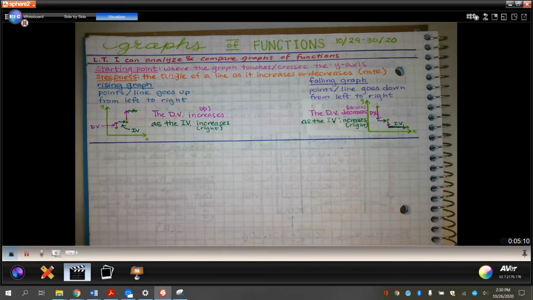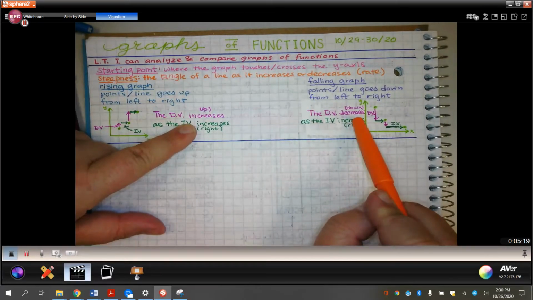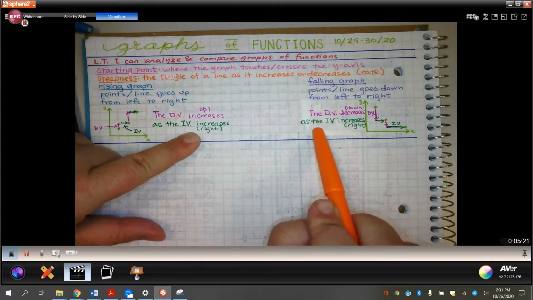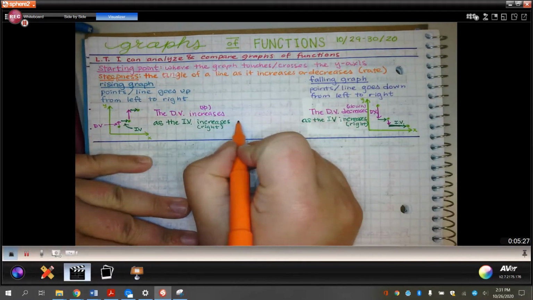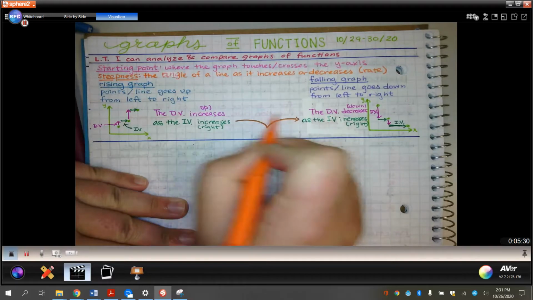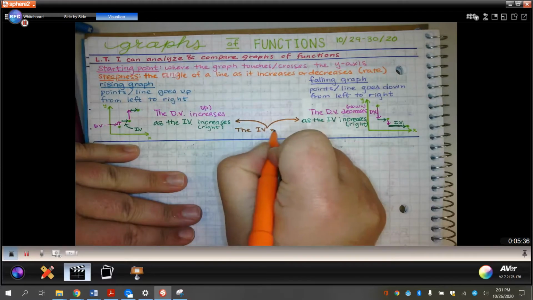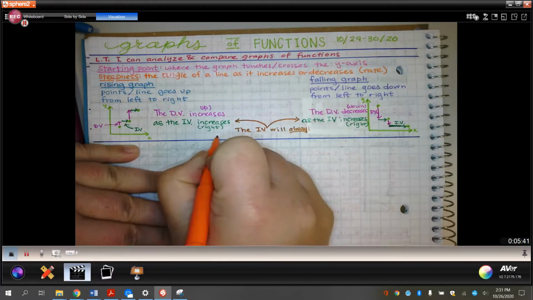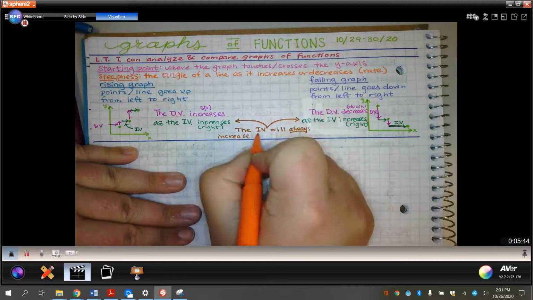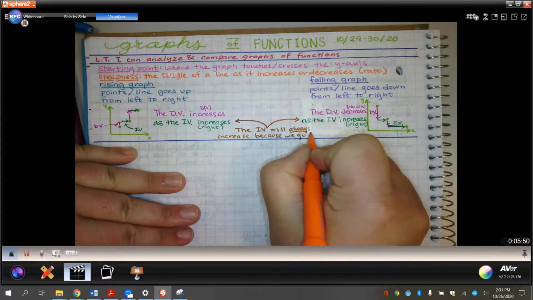Now notice, in both cases, the dependent variable can change, that it can increase or decrease, but the independent variable will always increase because you always do it from left to right like you're reading a book. So what we want to say about this is that the IV will always increase because we go, and I'm just going to say L to R, which means left to right.